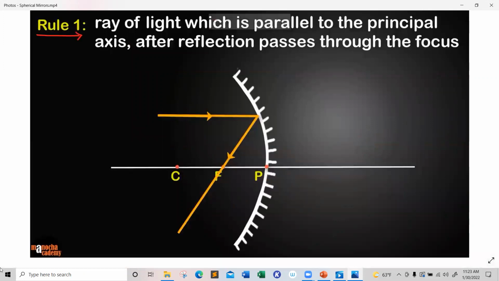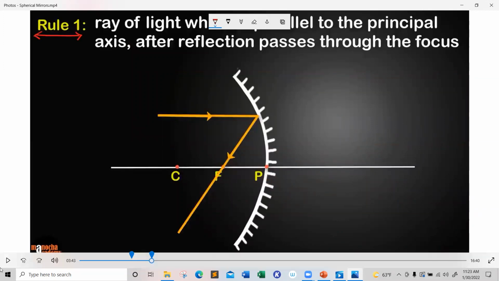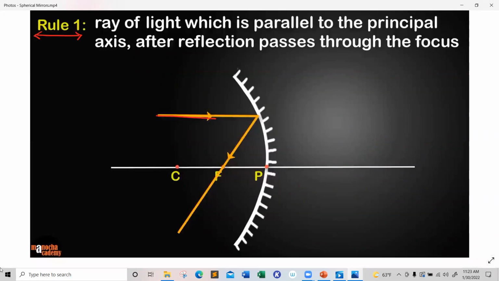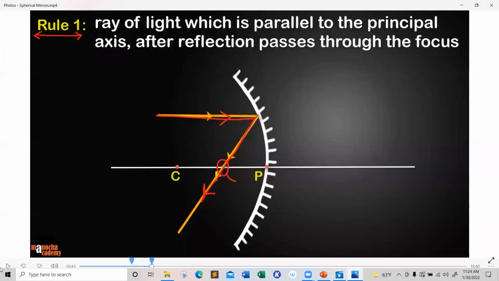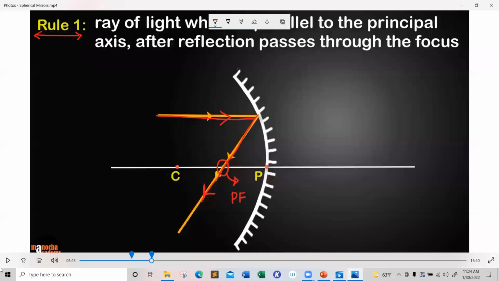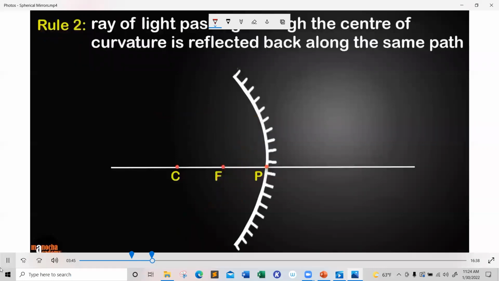I taught you 3 rules of ray diagram, right? If you remember, if the light ray passes parallel to the principal axis, okay, this is the incident ray, then after reflection, it will pass through which point? This is the principal focus. It will pass through the principal focus. See, this is what he has shown. Passes through the focus.